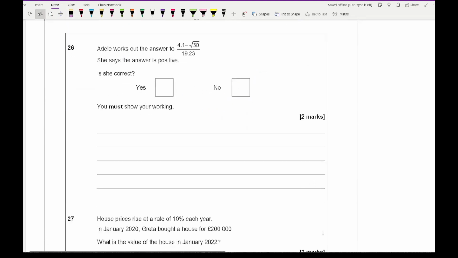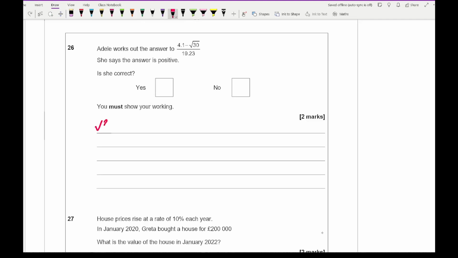Then moving on to question 26, it says Adele works out the answer to 4.1 take away root 30 over 19.23. She says that the answer is positive. Is she correct? Well, in order for it to be correct, the numerator, because the denominator is just a single number, the denominator needs to be a positive number.